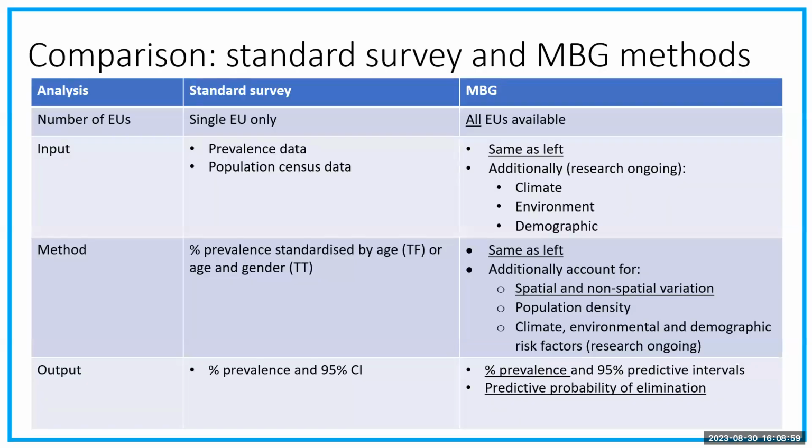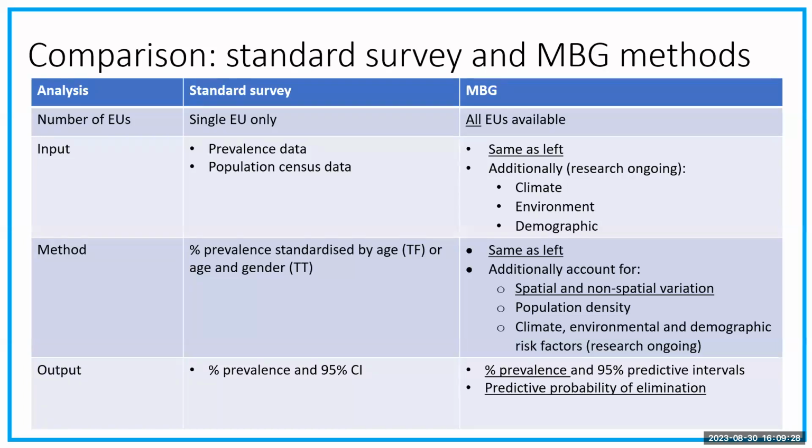As a summary, I'd like to highlight the difference between the standard survey approach and MBG methods. The current approach calculates TF and TT prevalence EU by EU as the surveys are completed. The age- or gender-specific prevalence of TF and TT is calculated, and they are standardized using the census data. This produces the standardized TF and TT prevalence in each EU.